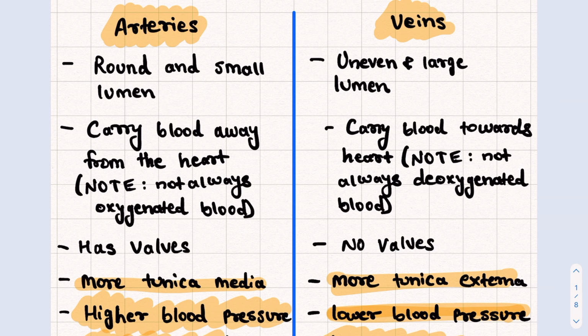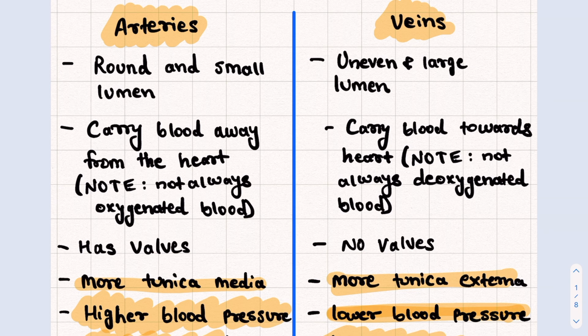The next difference is that arteries carry blood away from the heart, while veins carry blood towards the heart. Now there's this misconception that arteries always carry oxygenated blood, while veins always carry deoxygenated blood. This is not completely true. Arteries also do carry deoxygenated blood. And there's, I think, only one example of it, and that's the pulmonary artery. The pulmonary artery takes blood away from the heart towards the lung to get it oxygenated. So it basically carries deoxygenated blood.